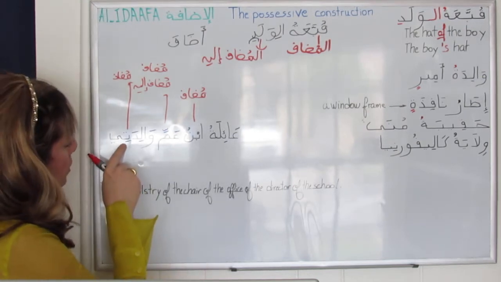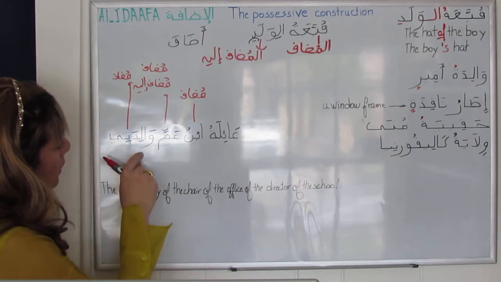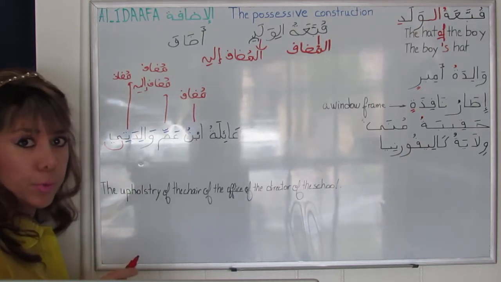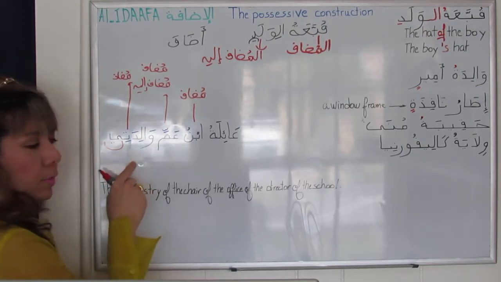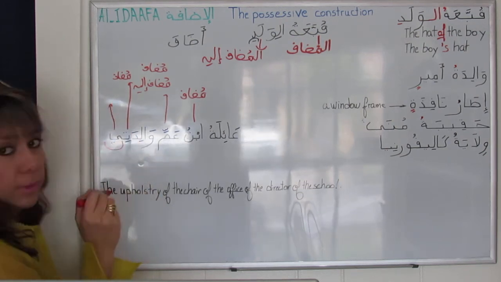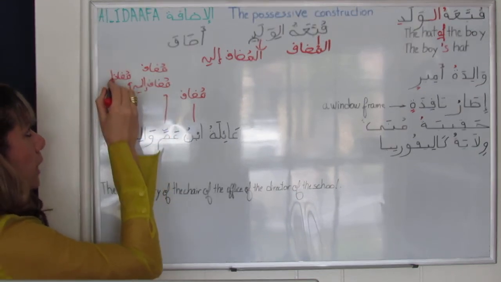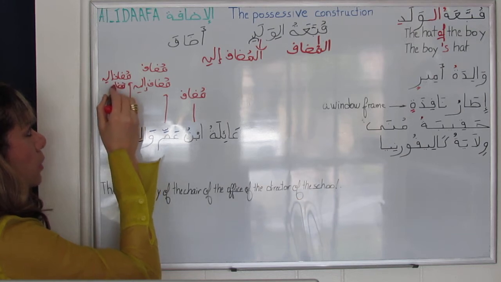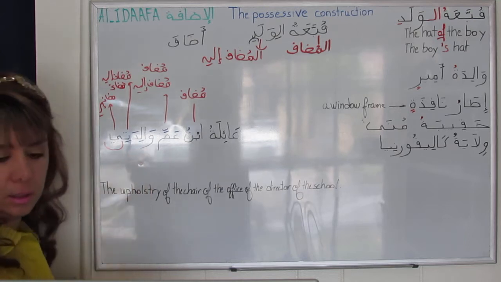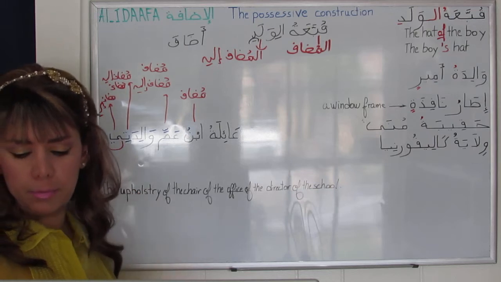And here we have a specific property, the suffix possessive pronoun. Here we have a double idafa. So this one is also considered as mudaf ilayh. So mudaf ilayh, mudaf ilayh, again mudaf ilayh. So walidati, this is a double idafa.